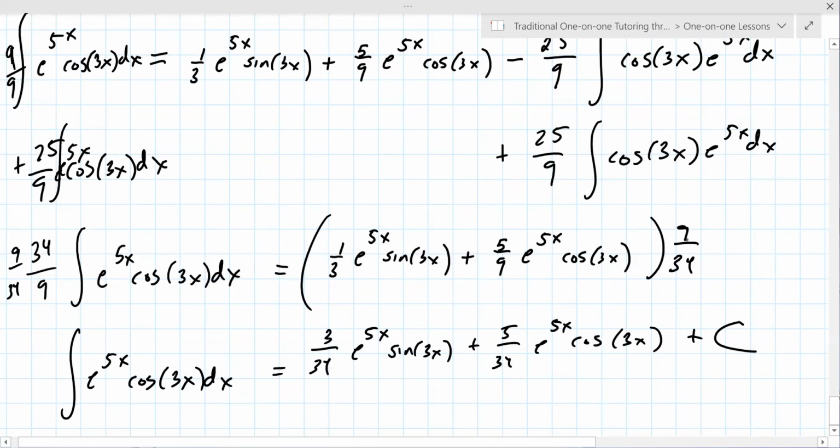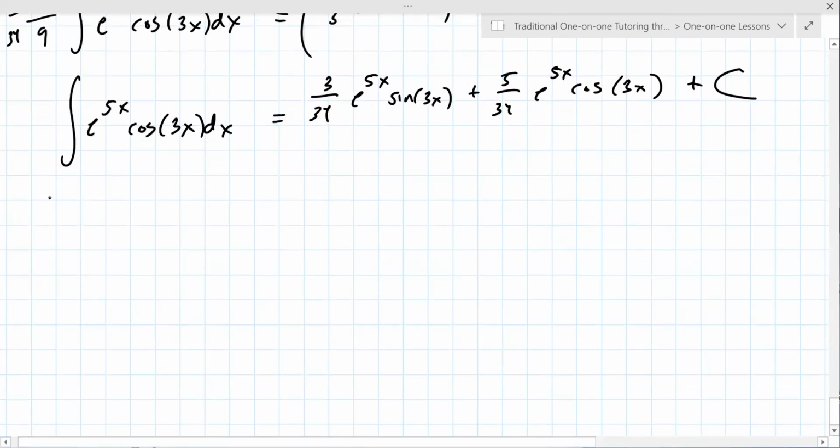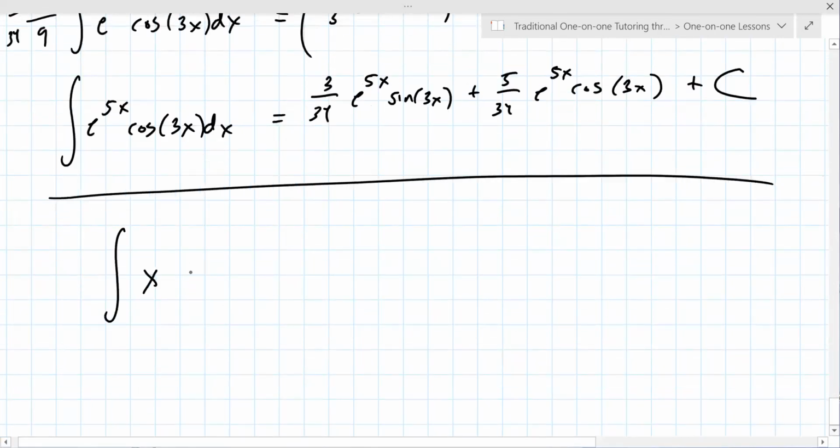Okay. All right. Just looking for another one here. That's not too bad. Let's just do a more straightforward one. So let's do integral x e to the 1/5 x dx.